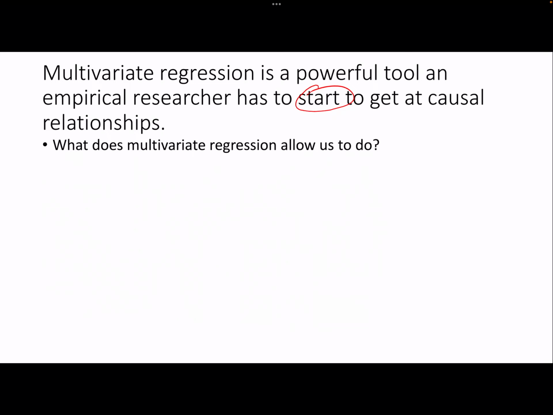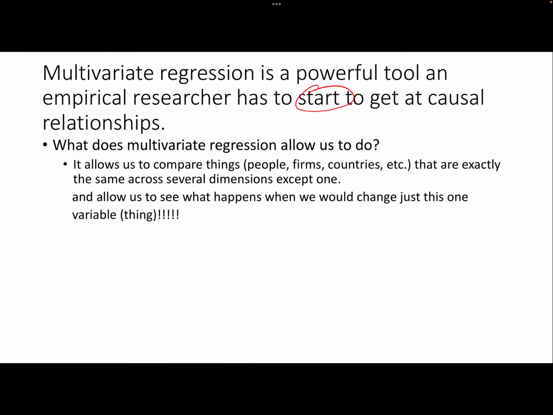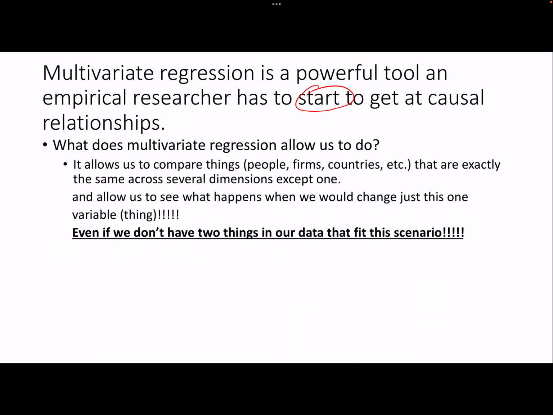So what does multiple regression let us do? It's going to allow us to compare two things. It could be two people, two firms, two countries, two dog sled teams that are exactly the same across several dimensions except for one. And then we're going to be able to alter that dimension and see how that thing affects this. The great thing about multiple regression is we don't even have to have two things, two people in our data that fit this scenario.